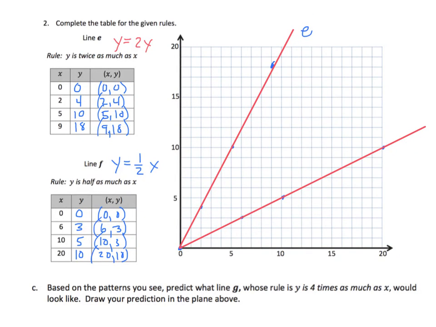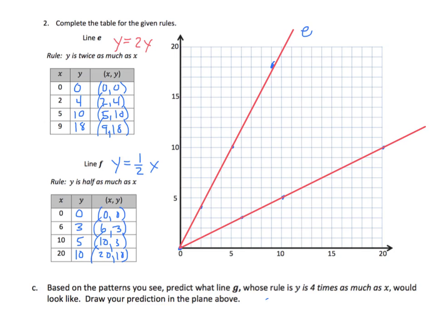For part C, it says, based on the patterns you see, predict what line G, whose rule is Y is 4 times as much as X, would look like. Draw your prediction in the plane above. Well, we talked before, the greater the factor, the steeper the line. So I would expect G to be even steeper than E. So let's plot some values and create the line.